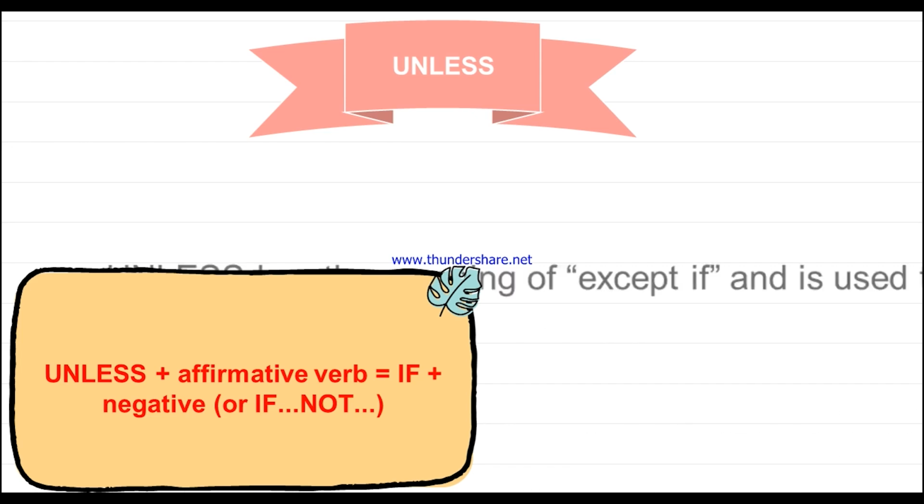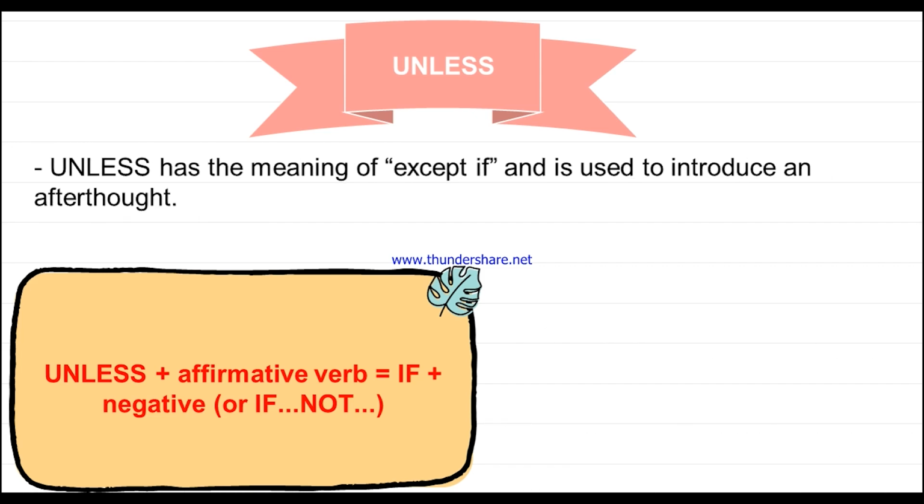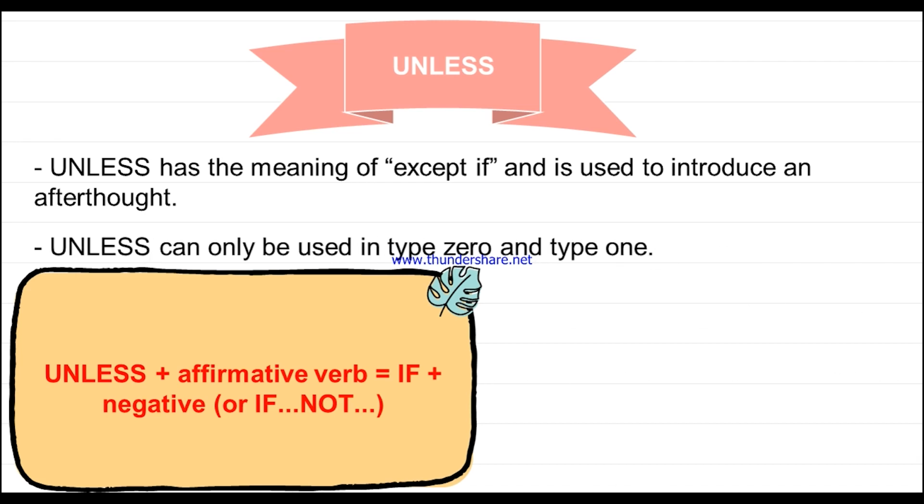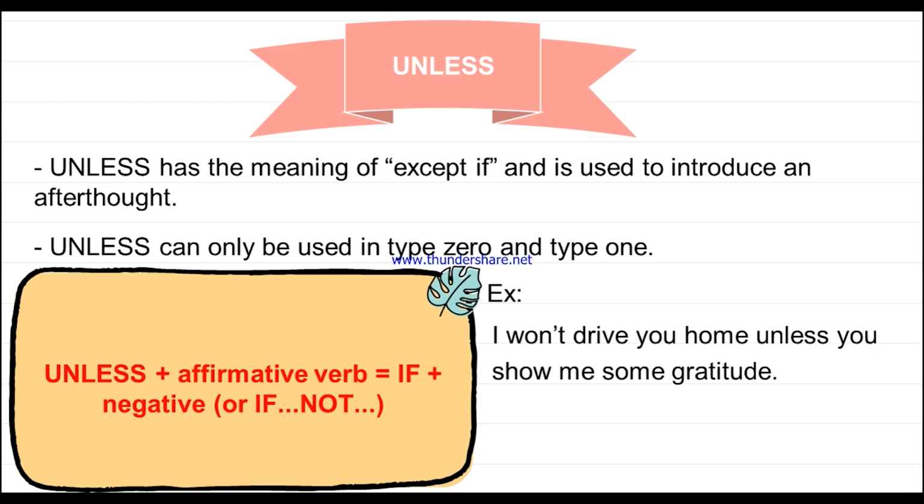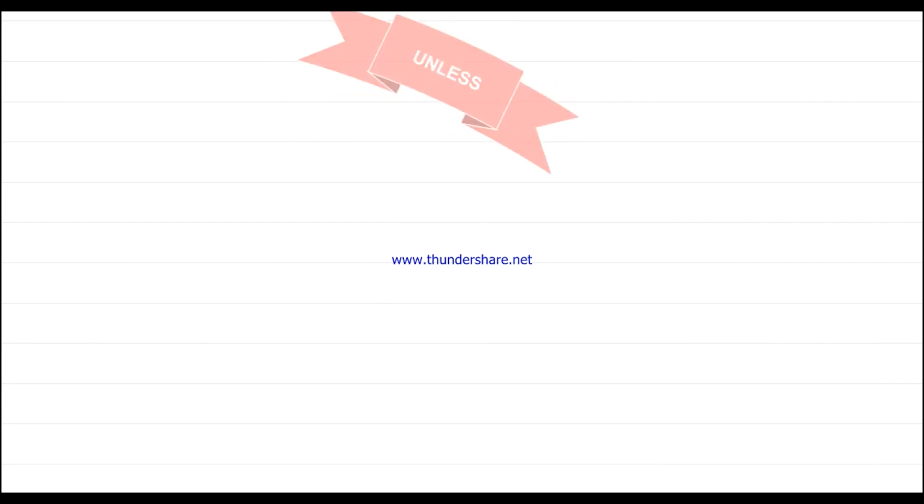And we move on to unless. Unless has the meaning of except if, and is used to introduce an afterthought. Unless can only be used in type 0 and type 1. And unless plus affirmative verb is equal to if plus negative, or if not. For example, I won't drive you home unless you show me some gratitude.